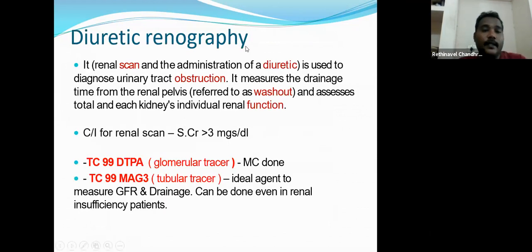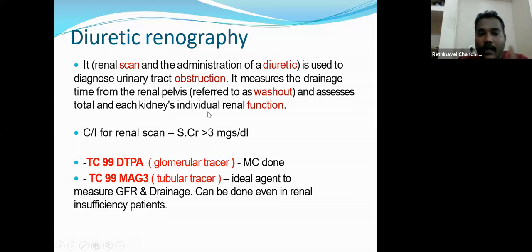So coming to diuretic renography, this is called a diuretic renal scan. A case of PUJ comes, you diagnose PUJO. Whether this PUJO needs to be intervened on, needs to be operated, and whether the kidney is functioning or not, how do you determine? This is based on this renal scan only. So CTKUB is only to diagnose a PUJO.